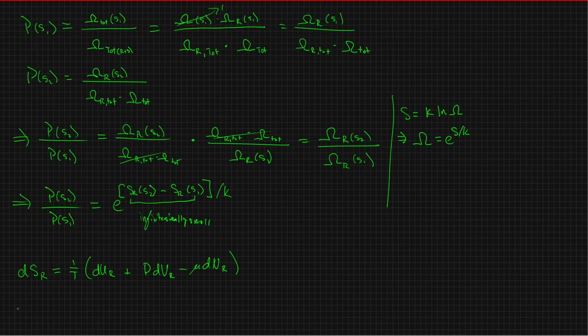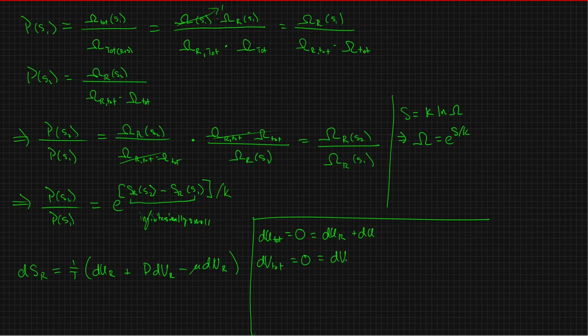Since the system and the reservoir constitute an isolated system, we're going to have the following relationships. Let's write them all out. The total change in energy has to be 0, so the sum of the changes has to be equal to 0. We also have that the total change in volume, the system plus the reservoir, has to be 0, and the same expression again for dN total, since none of these things are either created or destroyed.